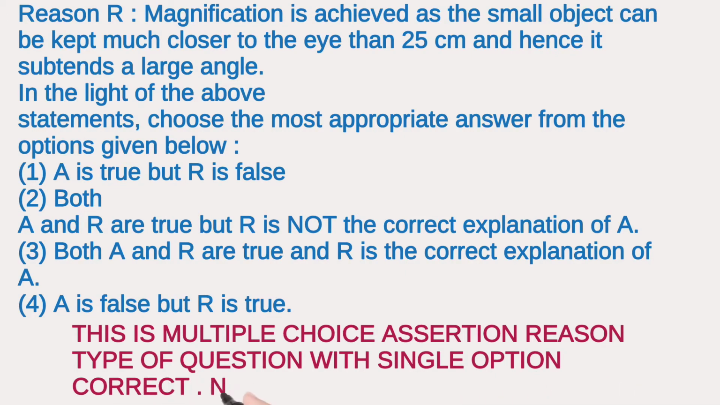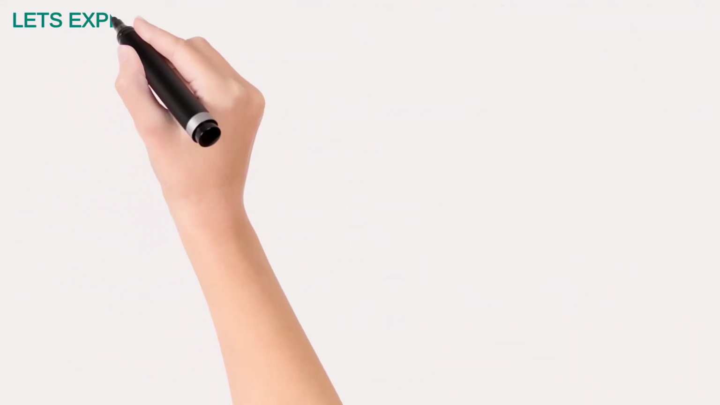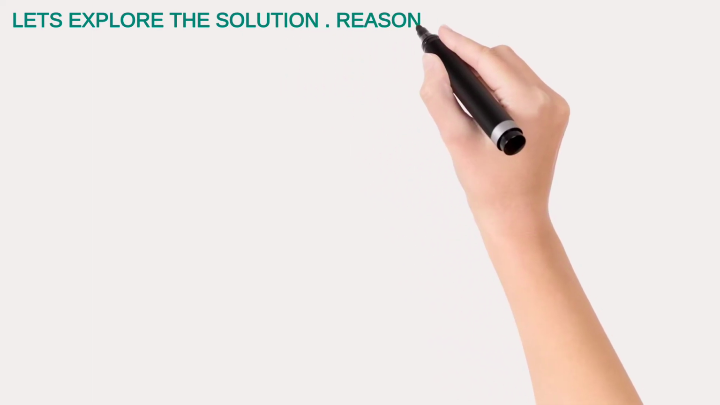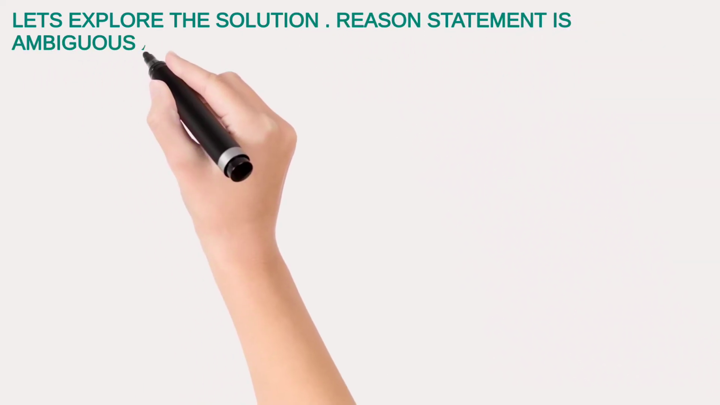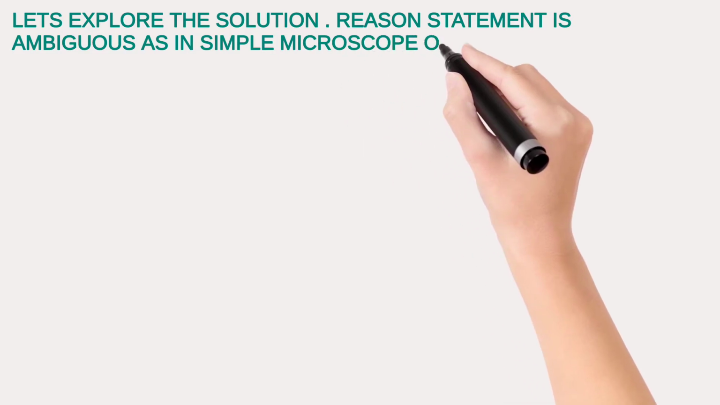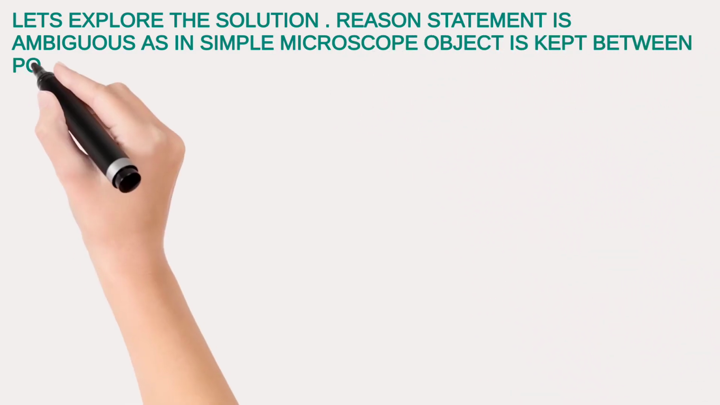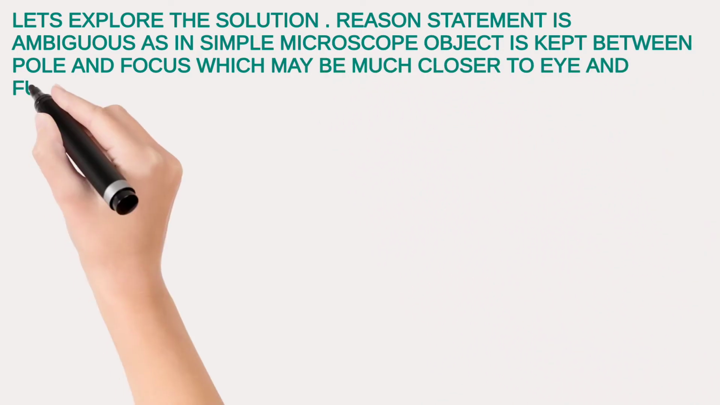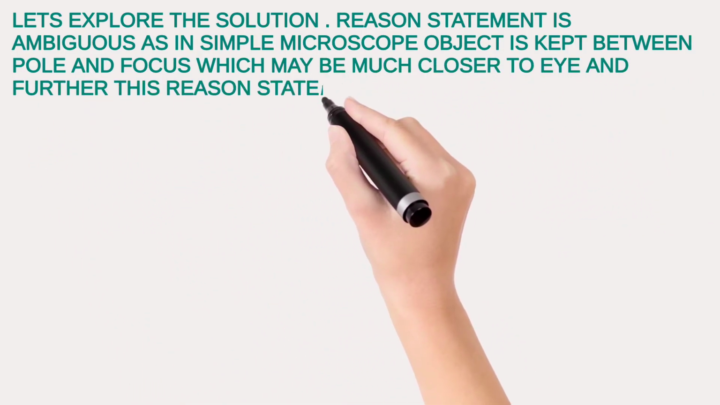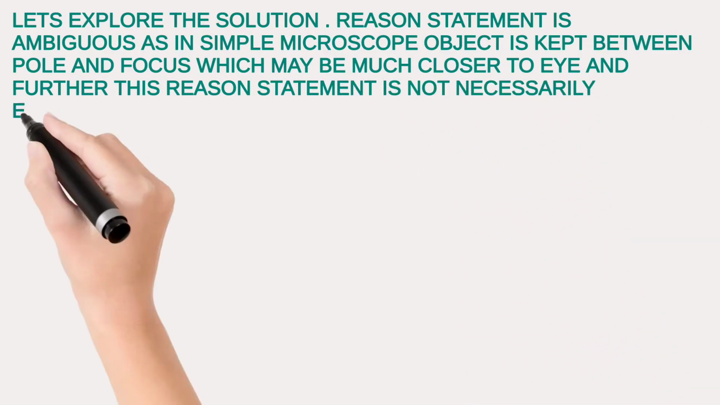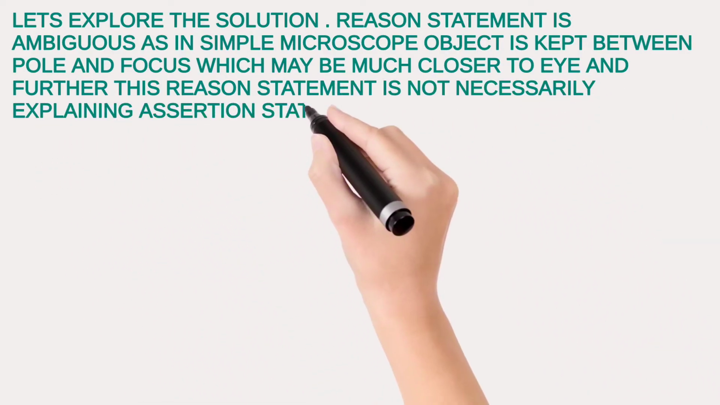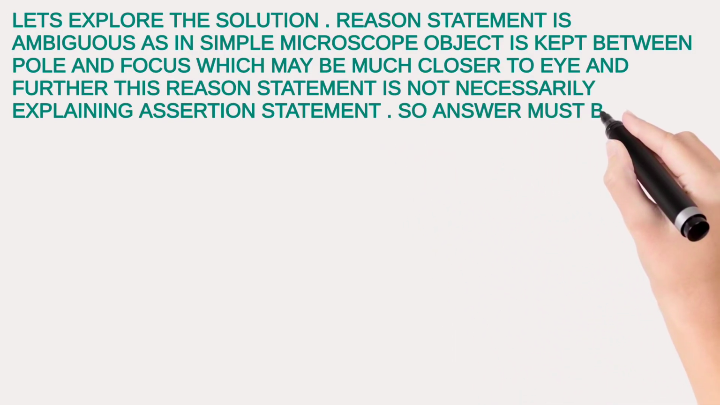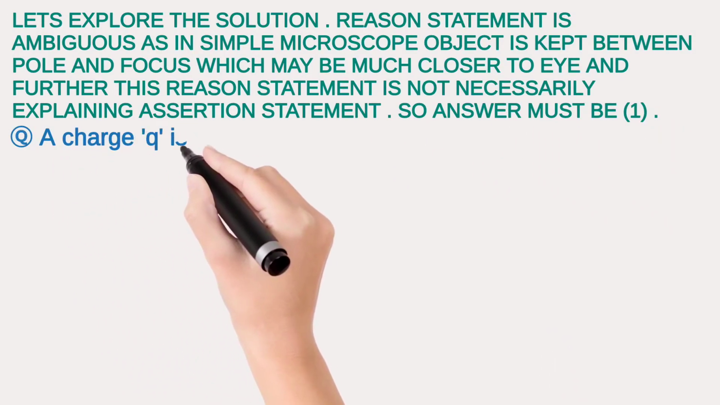Here we are exploring the solution. The reason statement is ambiguous. As in a simple microscope, the object is kept between pole and focus, which may be much closer to the eye. Means here what we can say, this reason statement is not 100% correct. Further, this reason statement is not necessarily explaining the assertion, that is, the angle subtended by object and image is equal in a magnifying glass. So the answer must be, I think, 1. Now let us come to the next question.